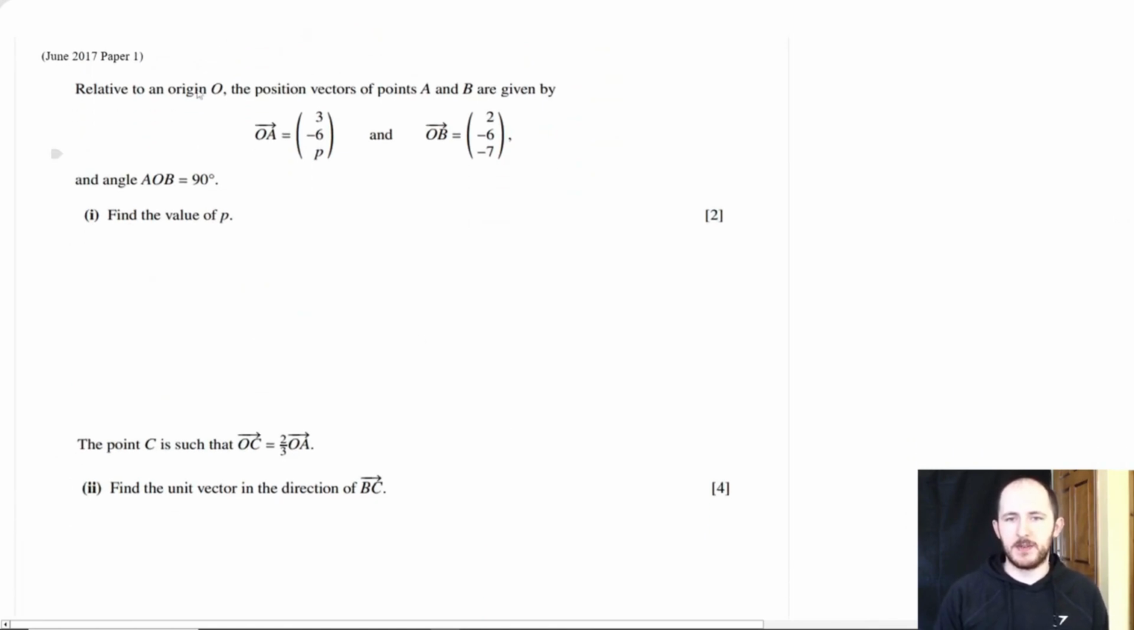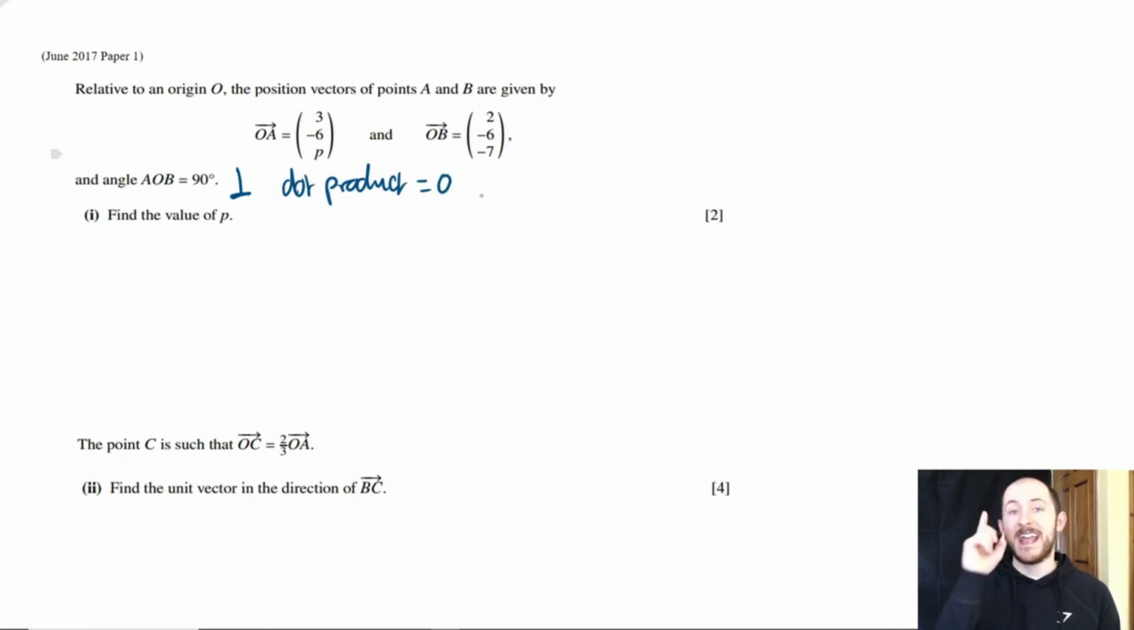2a, relative to an origin, the position vectors of A and B are given by these two. Cool. The angle AOB is 90 degrees, so they are perpendicular to each other. Find the value of p. Well, it looks like I just gave you the answer. We're going to take the dot product and show it equals 0. So again, dot product equals 0 if they're perpendicular to each other. So let's work that out.